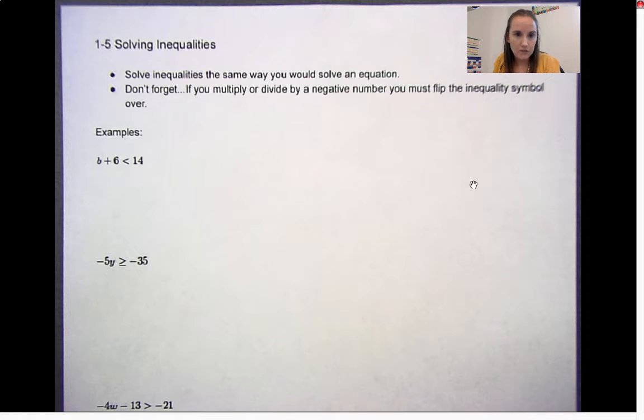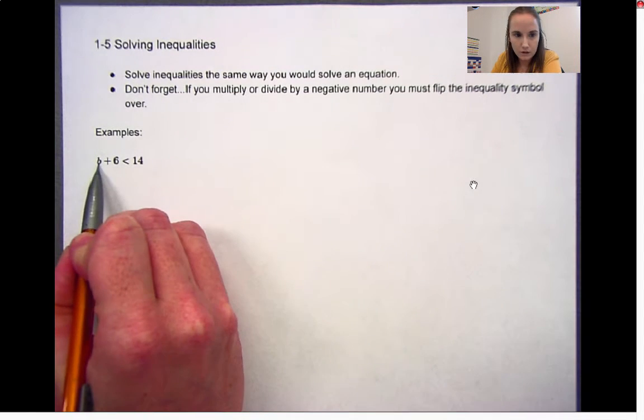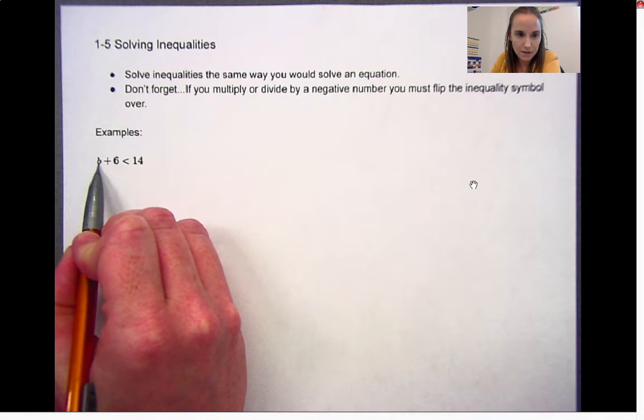So don't forget, if you multiply or divide by a negative number, you've got to flip the inequality symbol over. So let's try a few examples. And again, you just solve them the same way that you solve equations. So you locate the variable and you try to isolate it or get it by itself.